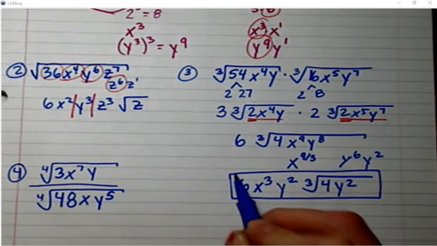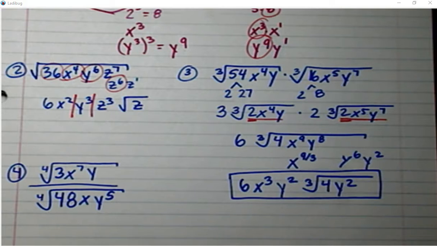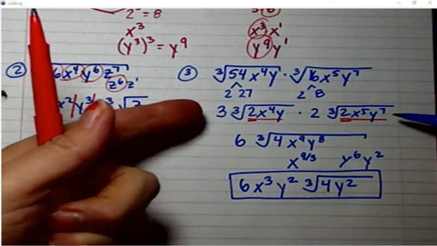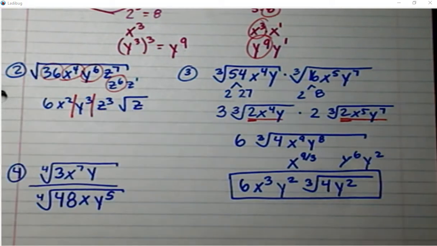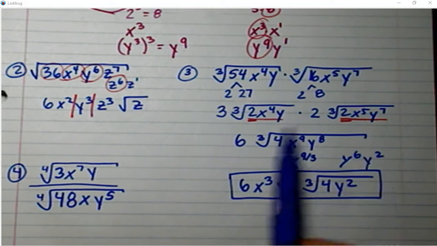Fantastic. Okay, that's perfectly acceptable to simplify your radicals before you multiply them, because then you're multiplying smaller numbers together. Great idea. Just make sure you check that final radical.